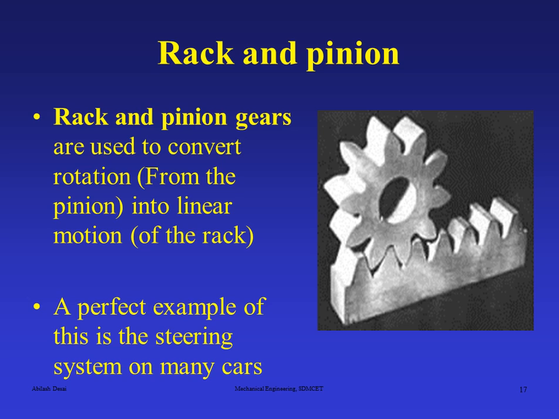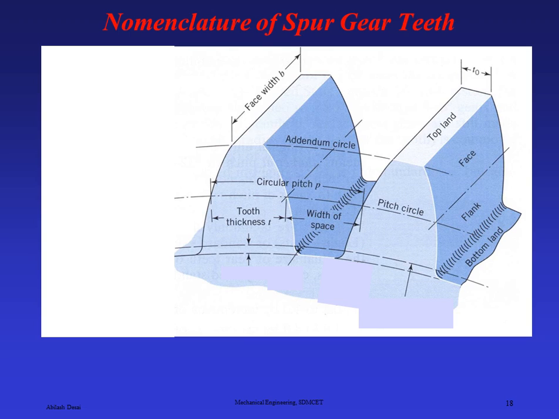Rack and pinion gears are used to convert rotary motion into linear motion, that is from the pinion to the rack. An example is the steering system on many cars. That is also one of the examples.